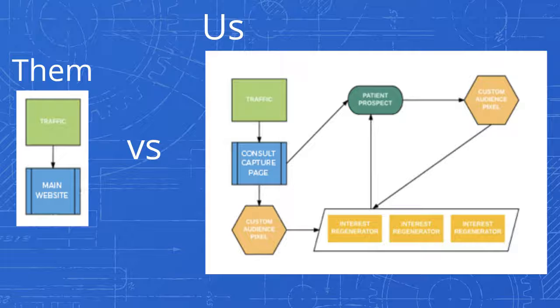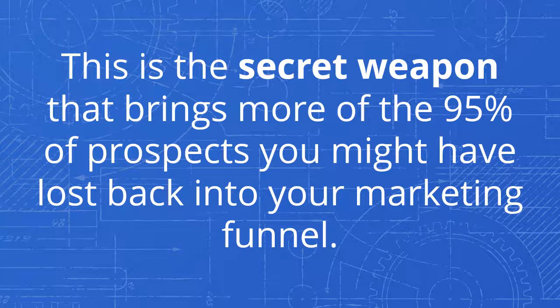But the really smart cosmetic practices don't stop there, as you can see on the right. They don't give up on the other 95% of those that don't respond to the initial sales pitch. Instead, they use marketing technology, which allows them to take a different, more subtle yet persuasive approach. Now, this marketing technology is what we use, and we call these interest regenerators. Interest regenerators are specific ads that follow your prospects around the web and they bring them back to your website. This is the secret weapon that brings more of the 95% of prospects you might have lost back into your marketing funnel.